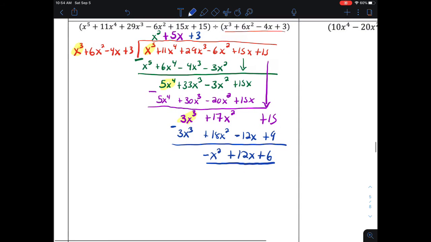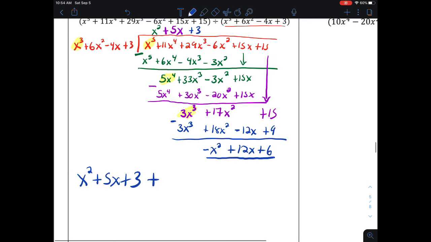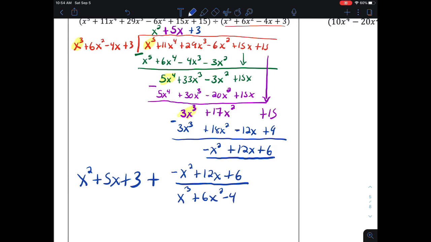So the way we would write our answer is we're going to write what we have on the top. So we'd have x squared plus 5x plus 3 plus our remainder. Our remainder is negative x squared plus 12x plus 6 divided by what we were dividing by originally, divided by x to the third plus 6x squared minus 4x plus 3.